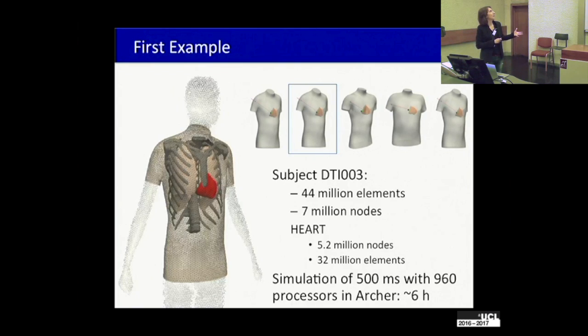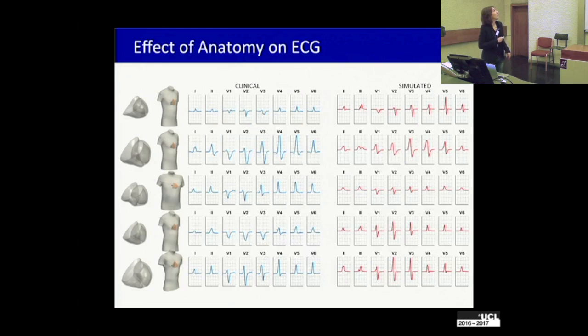We can study different orientations of the heart, different types of torsos. So this is what we are doing now. We have the hearts of the different patients. As you can observe, the sizes are different, as all of us are different. Different torsos. Here we have the clinical 12-lead ECG that were recorded for these patients, and these are the simulated ones. The good thing with cardiac modeling is that you can fix all the properties.